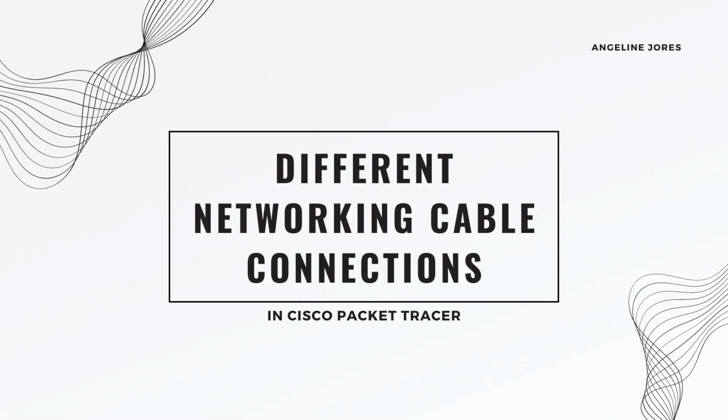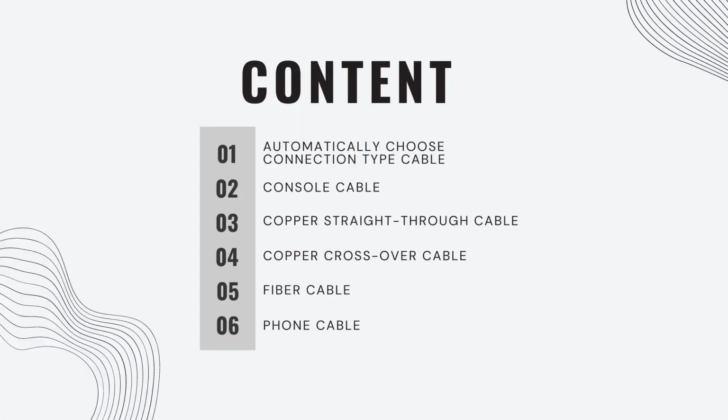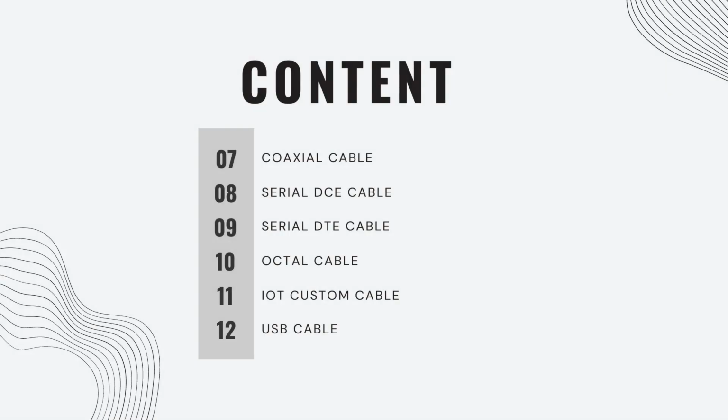I'm Angeline Horace and today we're going to talk about the use of 12 different networking cable connections in Cisco Packet Tracer. For the content, we're going to tackle the automatically choose connection type cable, console cable, copper straight through cable, copper crossover cable, fiber cable, phone cable, coaxial cable, serial DCE cable, serial DTE cable, octal cable, IoT custom cable, and USB cable.